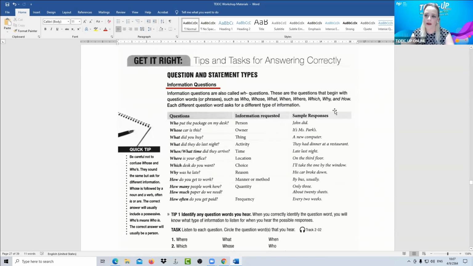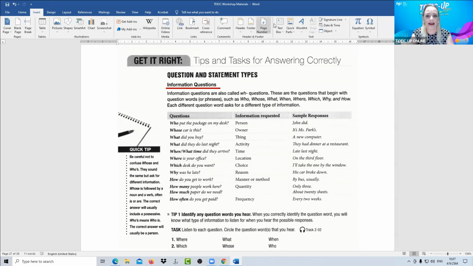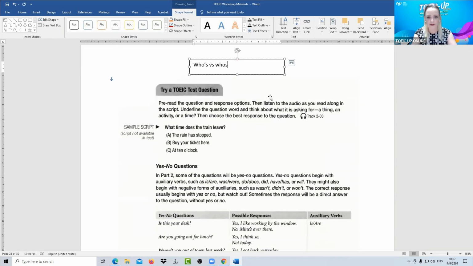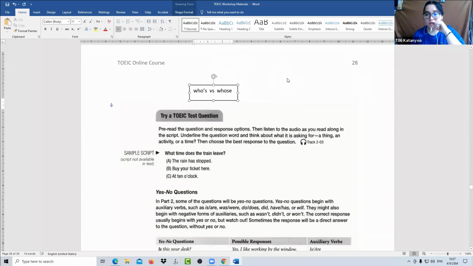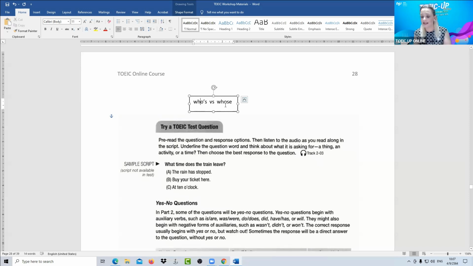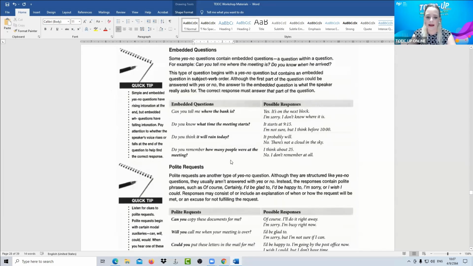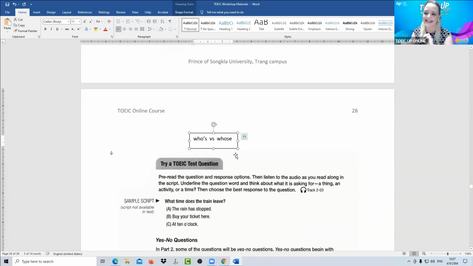why, and how. Okay, so just to ask you, is there anybody that can tell me the difference between who's and whose? They are pronounced exactly the same. What is the difference? Can you maybe give me an example of when you'll use each one? They are homonyms, right? They are pronounced exactly the same, but they are very different. Anyone want to take a guess? I use who's with the verb. I use whose with the noun.